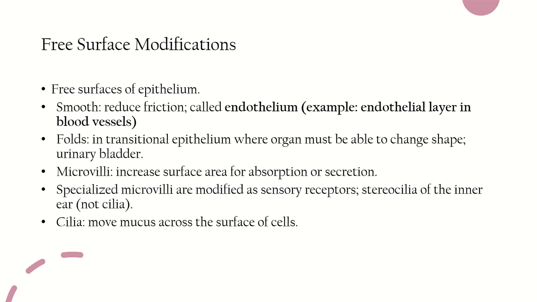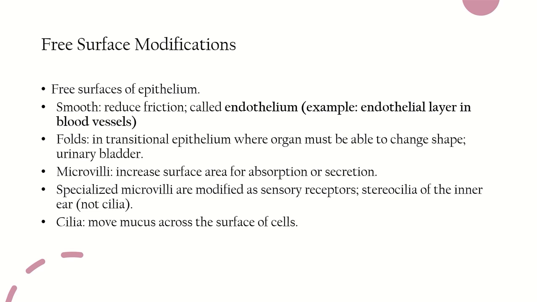So like endothelium tissue types, right? Endothelial layers and blood vessels. If there are folds in them, like in your transitional epithelium, you need to change shape, like the urinary bladder, so it can stretch, basically, is what's indicating there. You can have microvilli, which increases the surface area for absorption or secretion.